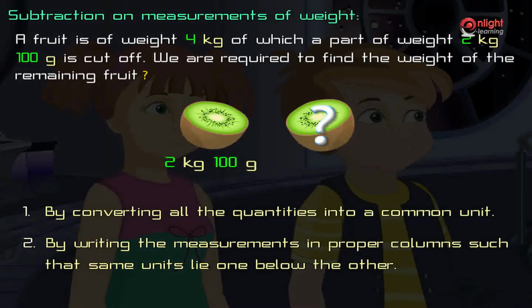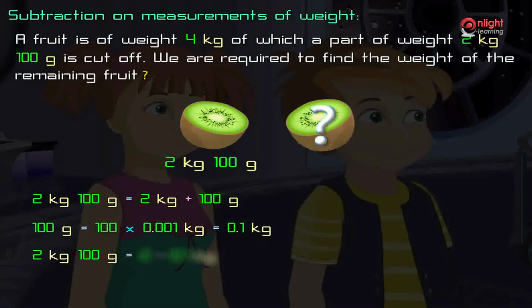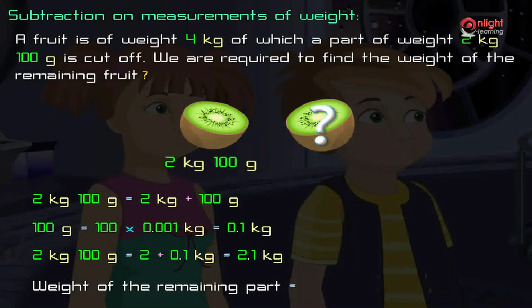In this method, all the quantities are expressed in a single unit. Let us express the weights in kilograms. Hence, express the weight of the part which is cut in kilograms, that is, 2 kilograms 100 grams is equal to 2.1 kilograms. Now, as all the quantities are expressed using a common unit, we can subtract them. The weight of the remaining part is equal to 4 minus 2.1 is equal to 1.9 kilograms.